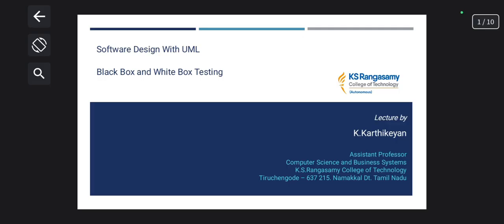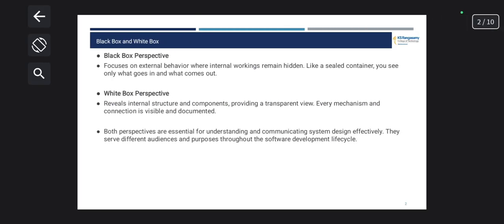Today I am going to discuss black box and white box testing in software design with UML. So the first one, black box and white box perspective. The black box perspective focuses only on what the system does and not how it works inside.